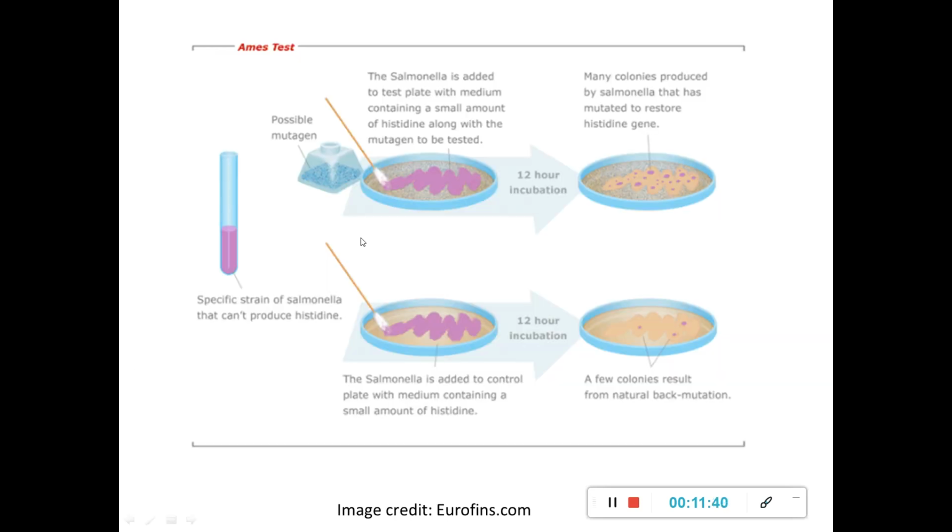Now, this is a picture of the same thing from Biurofins. Here the strain is there, and you incorporate the mutagen in one plate, while in the other you do not have the mutagen. You can see that many colonies are produced by Salmonella that has mutated to restore the histidine gene.